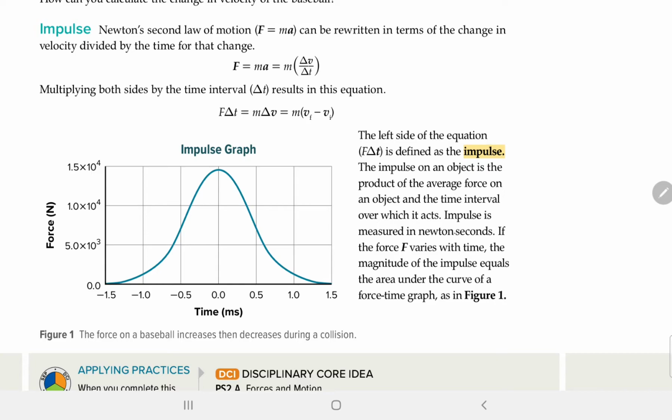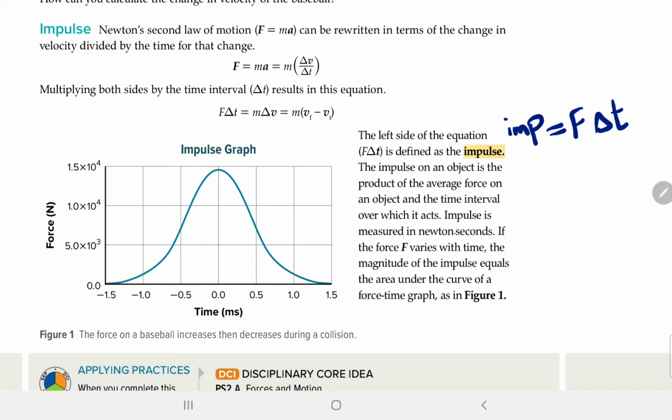By the way, we don't have a symbol for impulse. In physics, we just write impulse. So impulse equals, I will write it here as IMP, and you can write it as IMP or impulse, it is the same. So impulse equals F delta t. This is the equation for impulse.